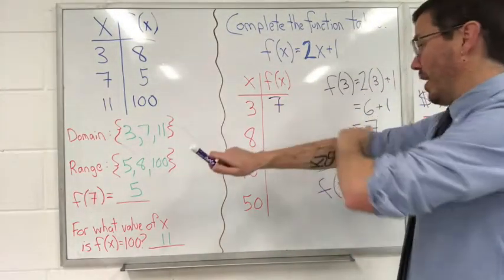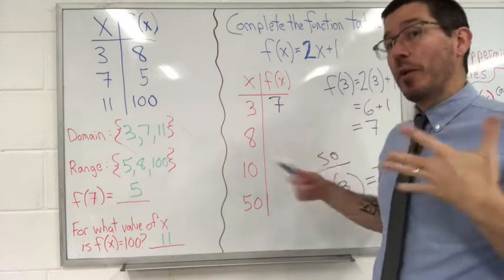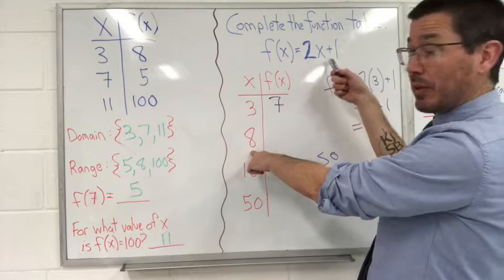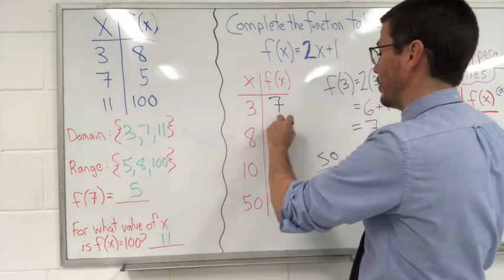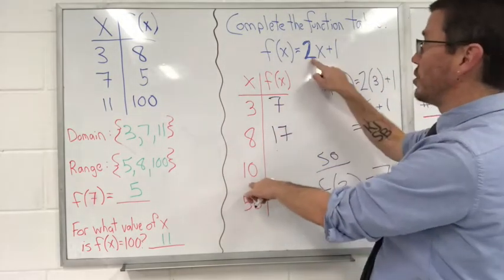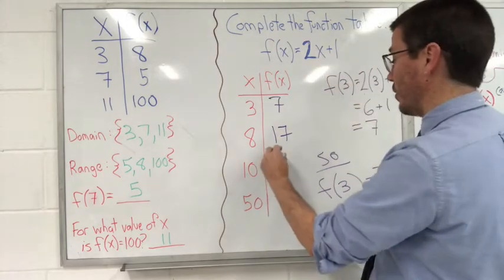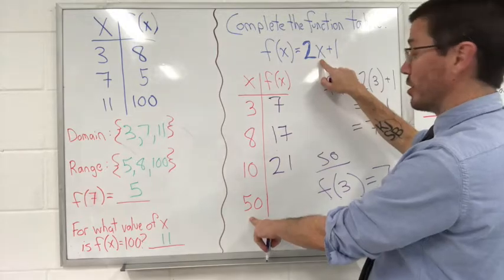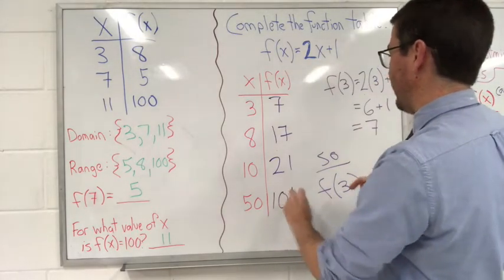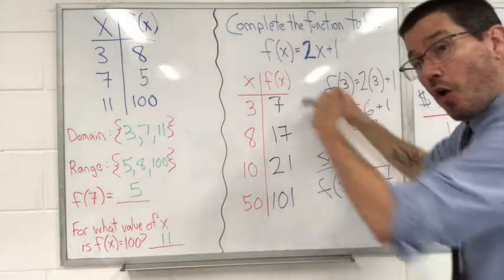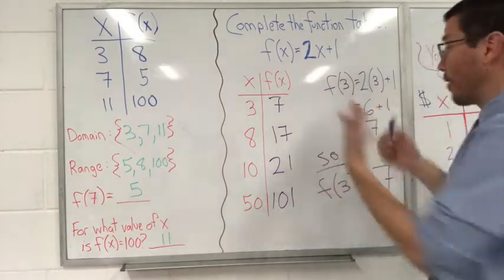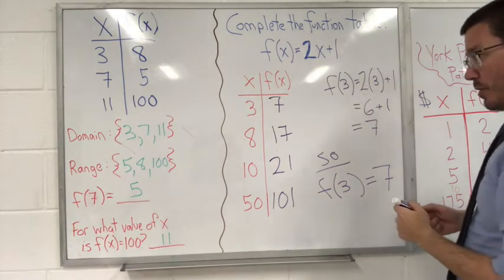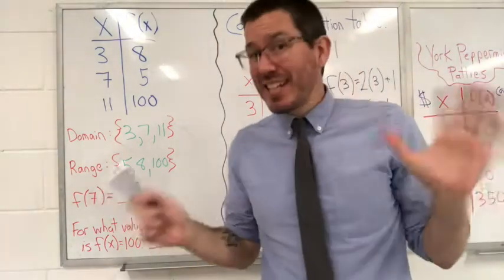Now, I'm going to go ahead and just real fast do the rest of these without writing them all down. If I put 8 in right here, 2 times 8 would be 16, plus 1 would be 17. Some of these you'll be able to do in your head, some you won't. Put 10 in, 2 times 10 is 20, plus 1 is 21. And then last but not least, put 50 in. 2 times 50 is 100, plus 1 is 101. All right? But again, all those numbers on the output, they came from me doing math. So, not bad. It's not bad today. It didn't get bad.